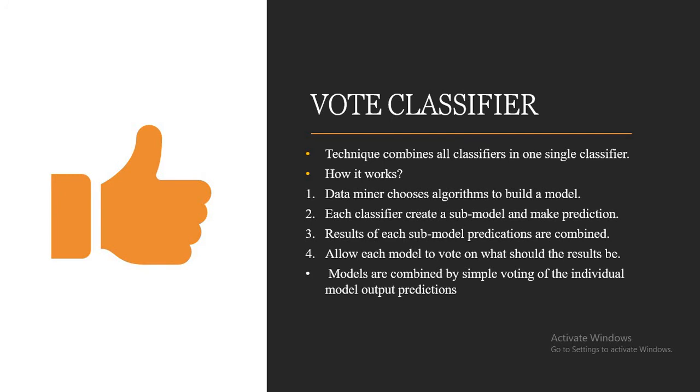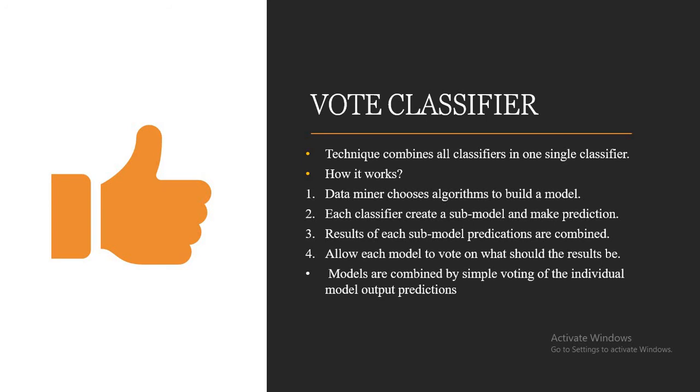Now, what is a vote classifier about? A vote classifier is a technique used to combine models or algorithms. It is also called an ensemble. This technique is used in solving many regression and classification problems, and the majority of algorithm results are combined and calculated. So how does it actually work?